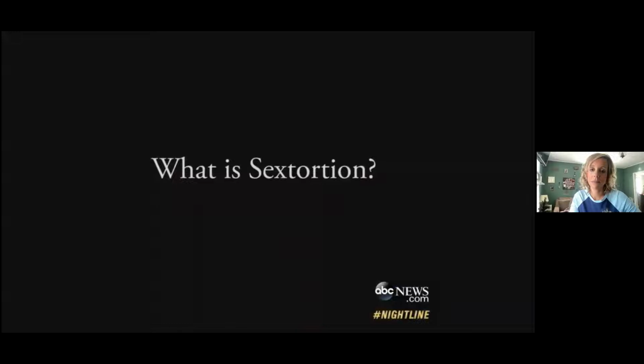How concerned are you about sextortion? I think that there couldn't be anything more important for our country to be focusing on as a new crime that needs to be really concentrated upon. What is sextortion?